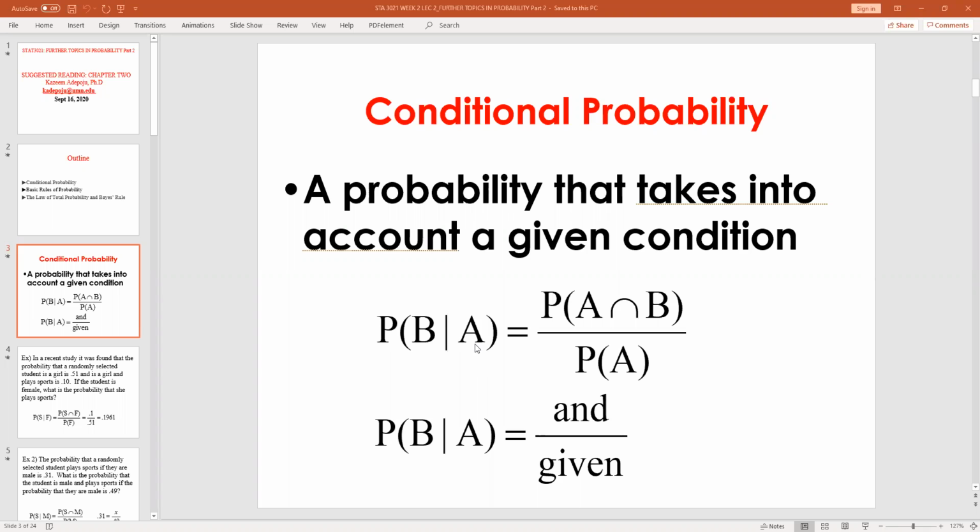Mathematically speaking, this is exactly what I'm going to have. It is just going to be the ratio of the joint of the two events to the marginal. What is the marginal here? Of course, before B occurs, A must have occurred. Therefore, what I'm going to have in the denominator right here is the probability of A, because what I'm looking for is the probability of B occurring, given that A has already occurred.